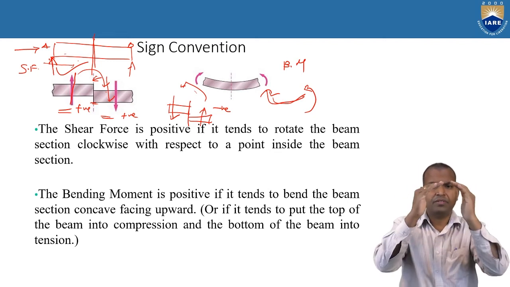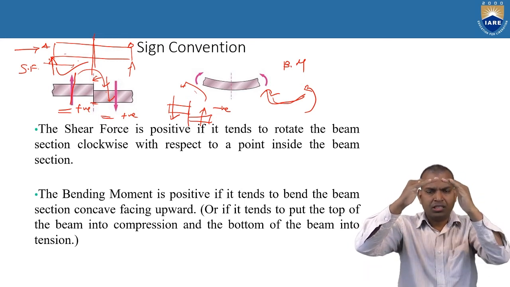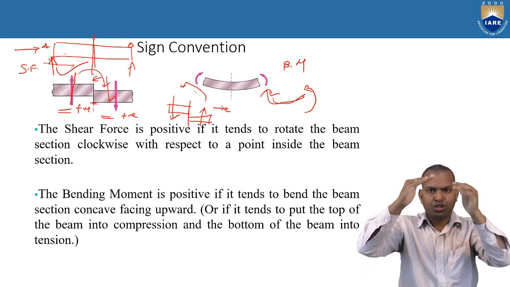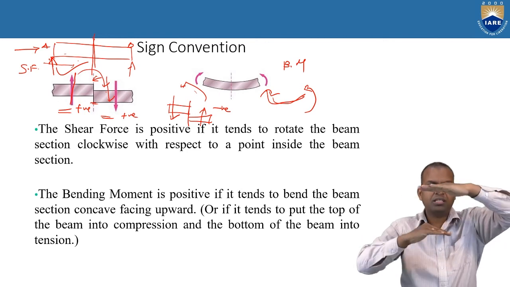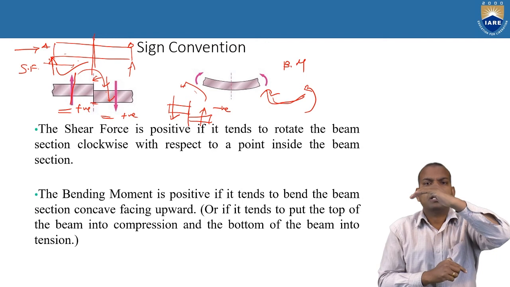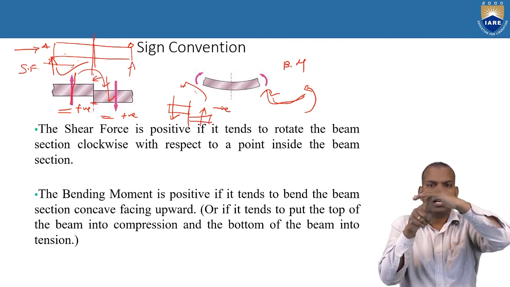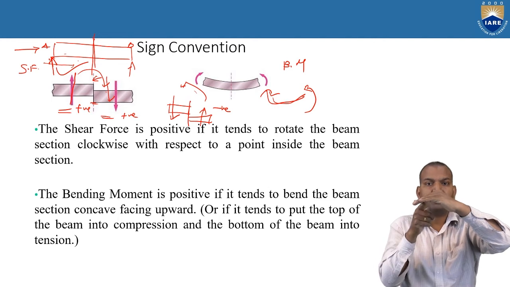And in the case of this direction, concave, this is called hogging. Hogging portion bending. Suppose this is the bending. Because of the application of the load, the deformation or deflection takes place in this curvature. Then it is hogging. That is the negative bending moment.